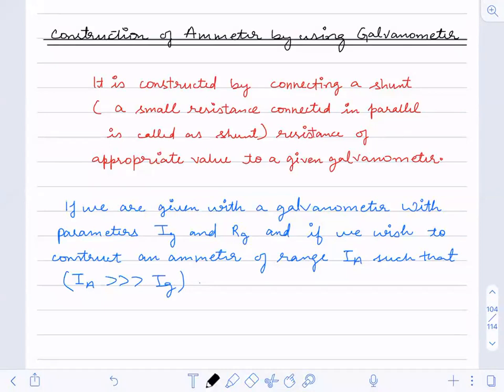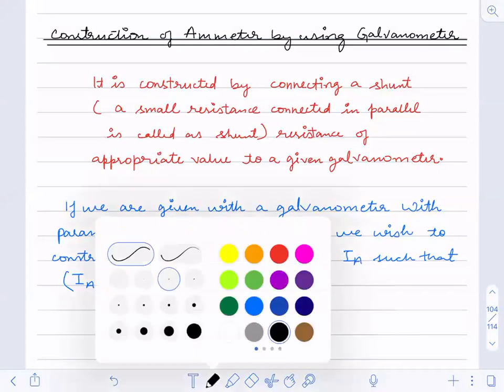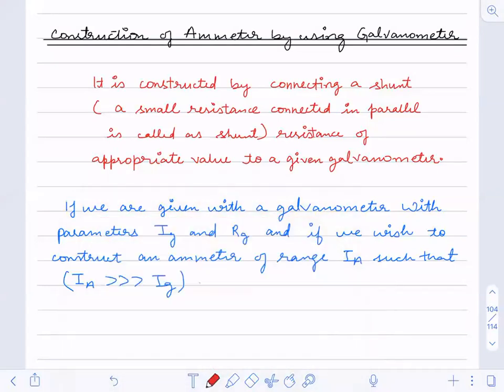Now you want a current that it can measure of 1 ampere. So what is the difference? It is almost 100 times. So you cannot directly put that 1 ampere of current through the galvanometer. What will happen? That galvanometer will be destroyed. So what we are going to do is construct an emitter from a galvanometer. This topic is very, very important.